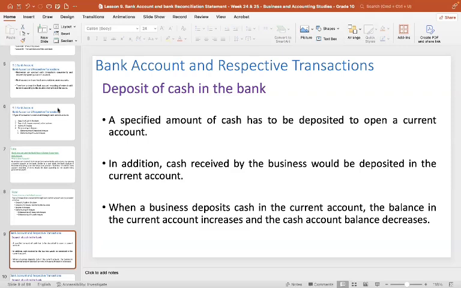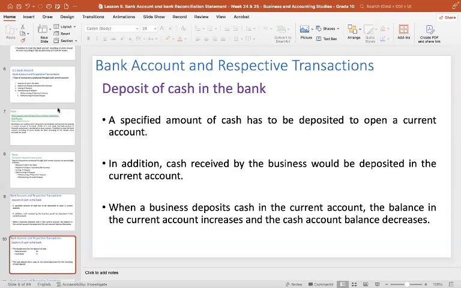You take the money from the drawer in the business, take that money, go to the bank and deposit it in the bank. So cash in the cash account will be going down, whereas the account balance in the current account or the bank account will be going up.